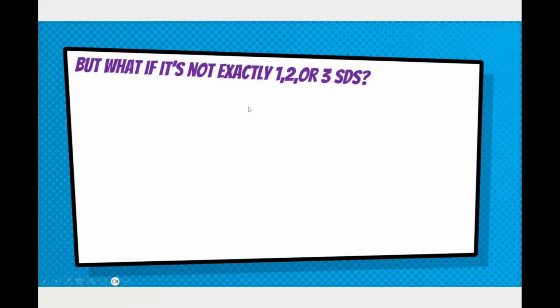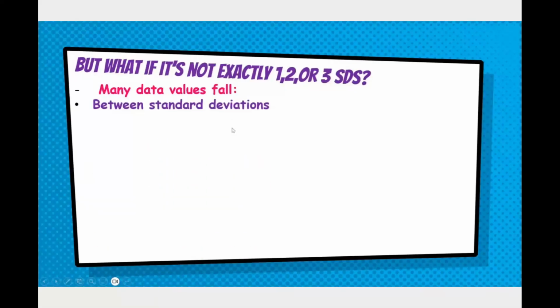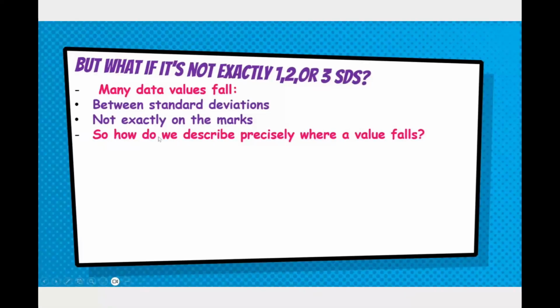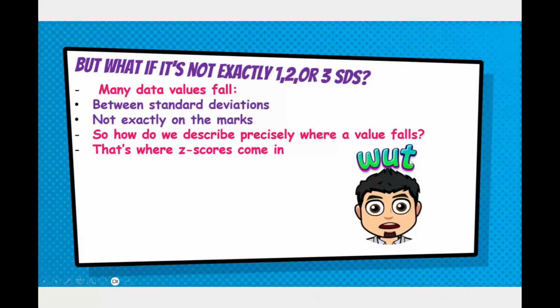But what if it's not exactly one, two, or three standard deviations? Sometimes we need to look at other values and figure out where exactly we're going to fall. Many values fall between standard deviations, not exactly on the mark. So how do we describe precisely where the value falls? And that's where z-scores come in.